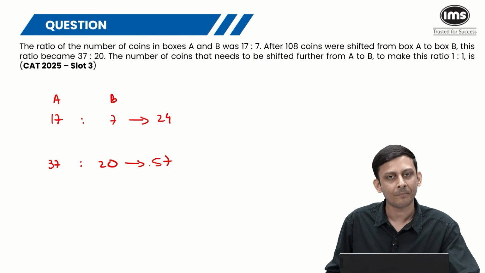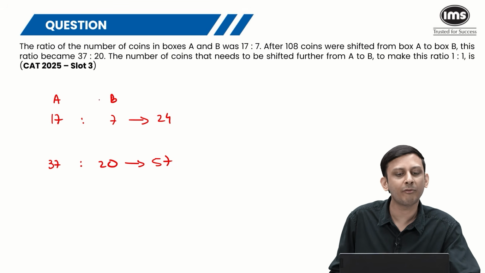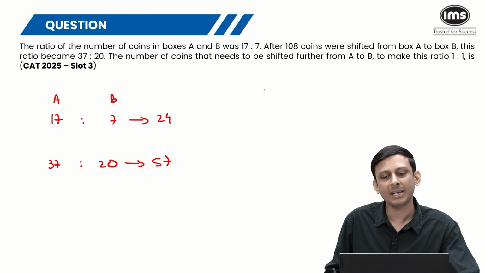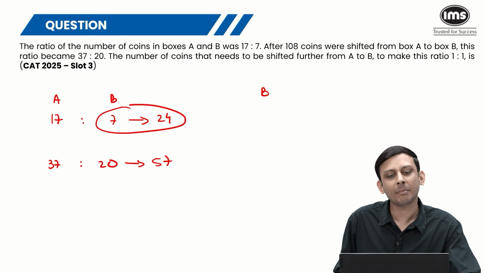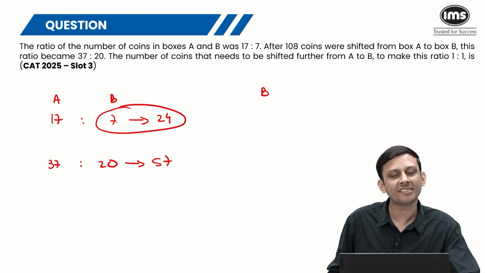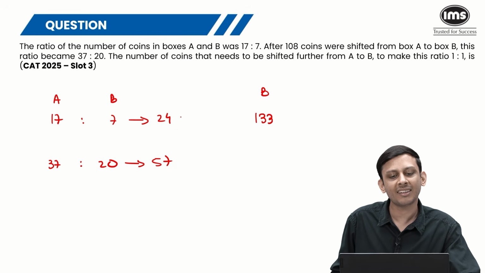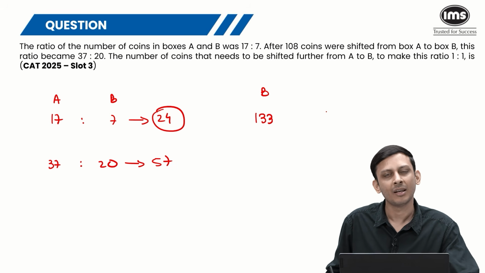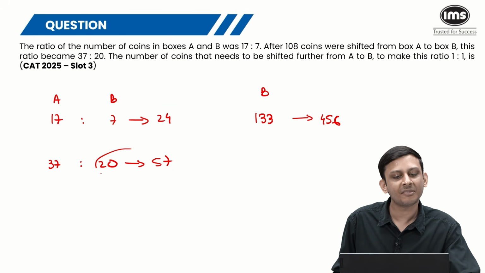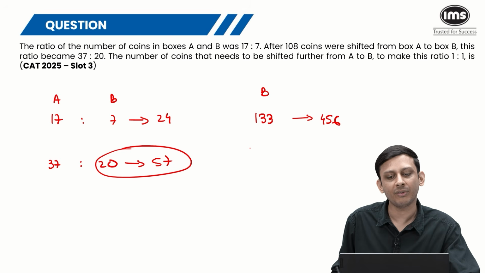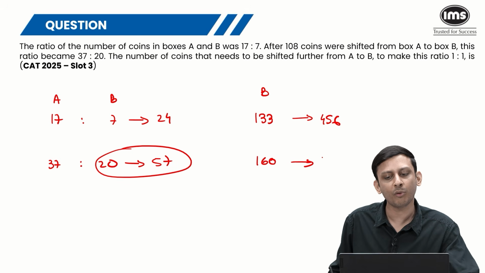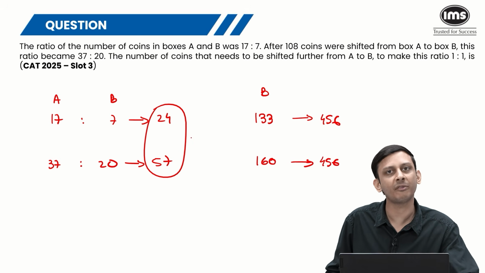Okay, so if we can do that. But we don't have to look at all the values. Let us just focus on any one of them, for example, B. So if we just look at B, here this is being multiplied with 19. So B will become 7 into 19, which is 133. And here this will become 24 into 19, which is 456. And here, this is being multiplied with 8. So we'll get 20 into 8, which is 160. And 57 into 8, which is again, of course, the same thing, 456. That is the LCM of the two values that we took.